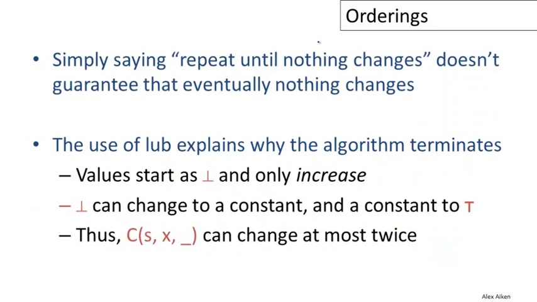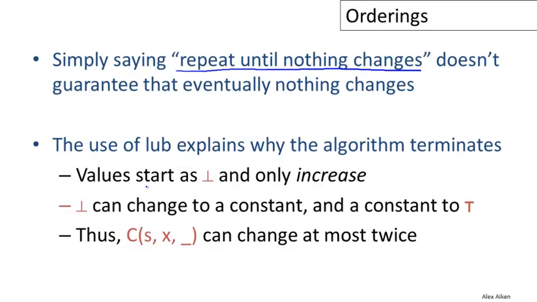The ordering on abstract values also helps to clarify another important aspect of our analysis algorithm, which is why it terminates. Remember that the algorithm's termination condition is to repeatedly apply the rules until nothing changes, until there are no more inconsistencies in the control flow graph and no information left to update. Just because we say we'll repeat until nothing changes doesn't guarantee that eventually nothing changes. It could go on forever, with every update introducing new inconsistencies, so we never reach a point where all the information is consistent. The ordering shows why that can't happen, and the algorithm is guaranteed to terminate.